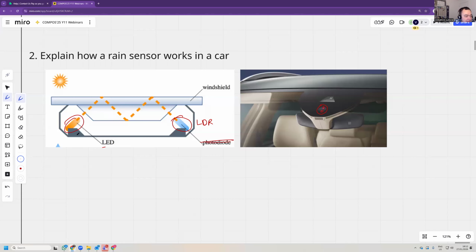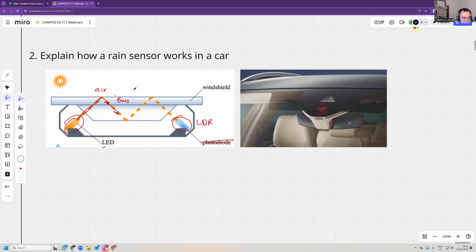And the idea is that light reflects off the boundary between the glass and the air. So air, glass. Light reflects off the boundary, and that's how you know there's nothing on top of the glass.